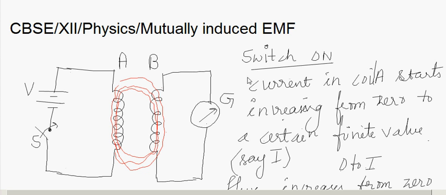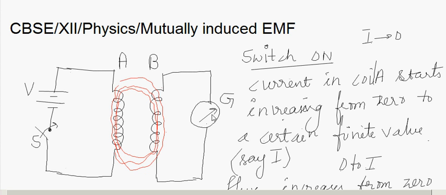Now again you can repeat this. What you can do now is open the switch. Now when you open the switch, what happens? The current is now at I. Once you open the switch, the current reduces from I to 0. When the current reduces, again the flux will also decrease, and the EMF gets induced in both the coils, coil A and B. The EMF induced in coil A is known as self-induced EMF. The EMF induced in coil B is known as mutually induced EMF.